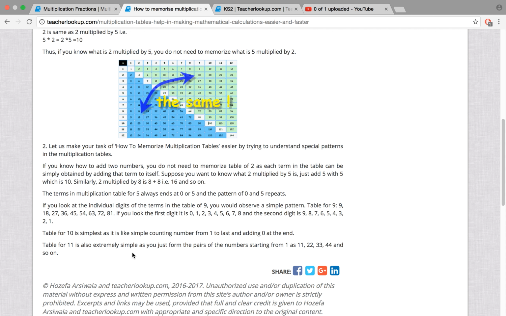So I noticed that I didn't explain the 10 times table, so I'll go back to it. All you need to do is add a 0 at the end for the 10 times table. So for example, 1 times 10 is 10, 2 times 10 is 20. So all you need to do is whatever you're multiplying by 10, just add a 0, and that will be the number.